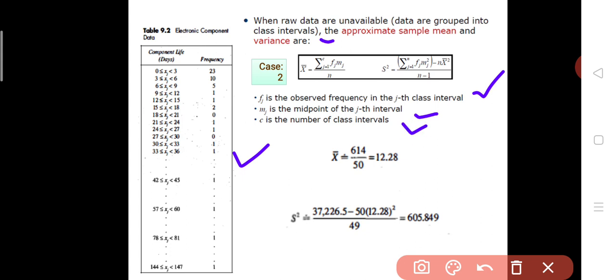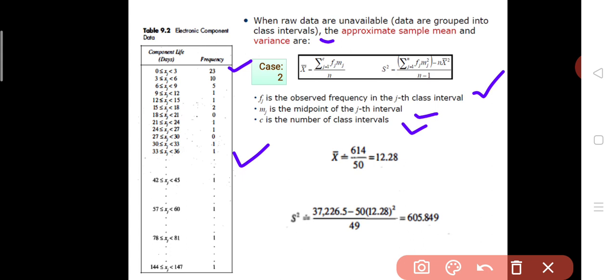So here, let us consider the first class interval, where xj is greater than or equal to 0 and less than or equal to 3. What is the value of fj here? The value of fj in the first interval is 23, and mj is 0 plus 3.